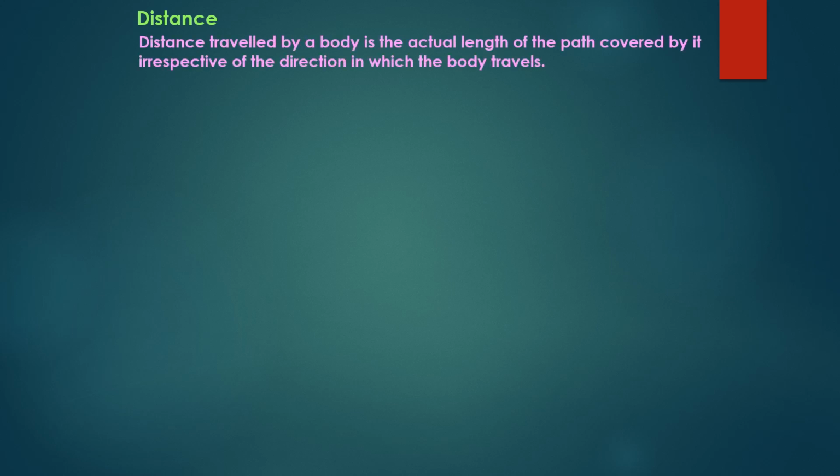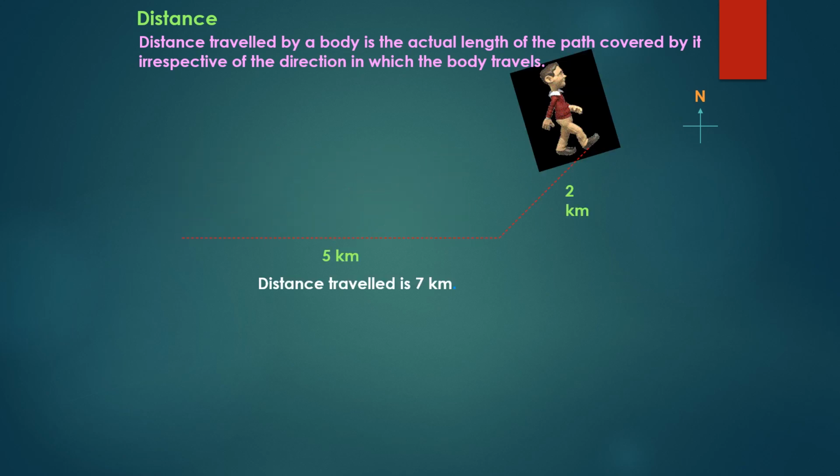Let us see what is distance. The distance traveled by a body is the actual length of path covered by it, irrespective of the direction in which the body moves. Let us look at this example. A person is traveling 5 kilometer distance first in a direction, and then he is moving a 2 kilometer distance in the upward direction. The total distance traveled by him will be 5 plus 2, which is 7 kilometers.